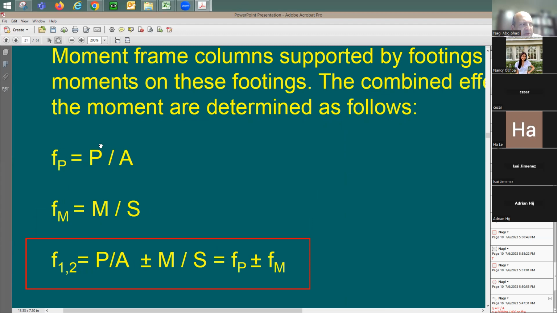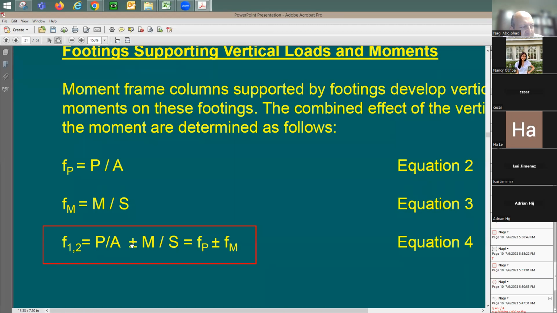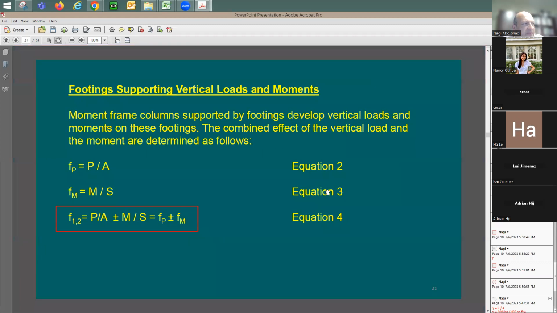This one here is going to be compression, right? And let's assume for a second that compression is going to be positive value. So P over A is going to be positive, but this M over S at one side is going to be positive, at one side is going to be negative. The reason that we're going to have here plus or minus. Let me show you this.